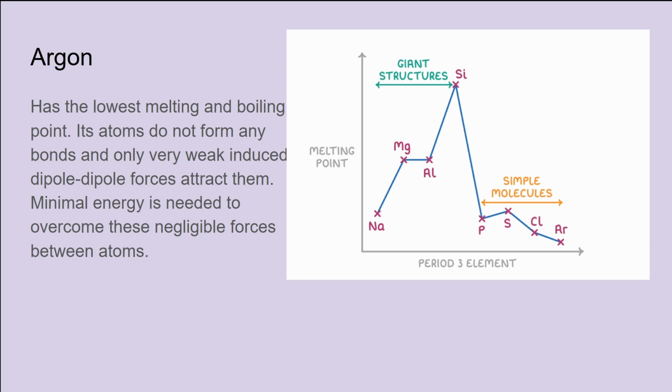Okay, so now we move on to argon, which has the lowest melting and boiling point, and that's because its atoms do not form any bonds and only very weak induced dipole-dipole forces attract them. So minimal energy is needed to overcome these forces between the atoms, and therefore it has the lowest melting and boiling point.